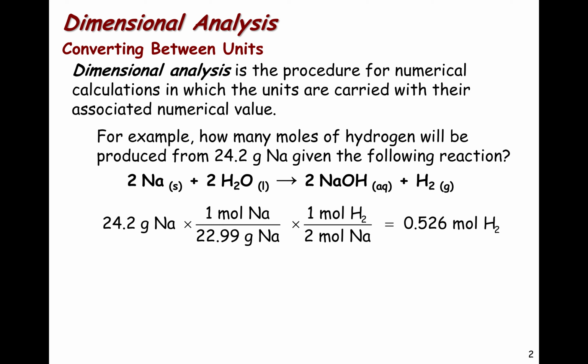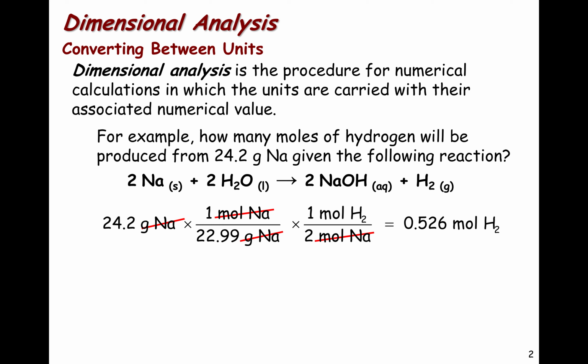The way this is all set up, if we have any unit or label that appears in both the numerator and the denominator, they will cancel. Anything that doesn't cancel will be the unit and label for the answer. So we cancel the grams of sodium and the moles of sodium, and what we're left with is the moles of hydrogen. At this point, we can do the math, multiplying everything together in the numerator and dividing by everything in the denominator. You arrive at 0.526 moles of hydrogen.